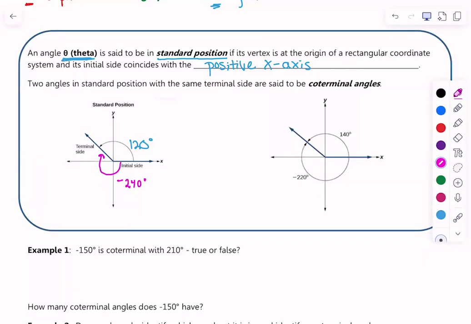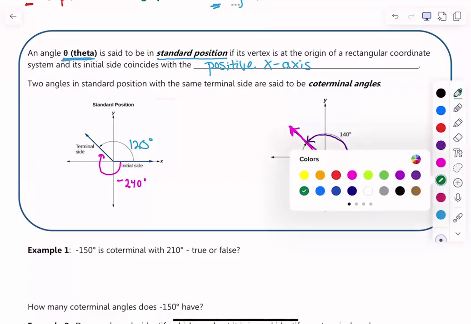Now, a coterminal angle is when two angles, and again they're in standard position, so we know where we're starting, have the same terminal side. And that's said to be a coterminal angle. So again, they have to be in standard position. That means my vertex is on the origin and my initial side is on the positive x-axis. Let's say this is right here, and I'm claiming that this measurement is 140 degrees.